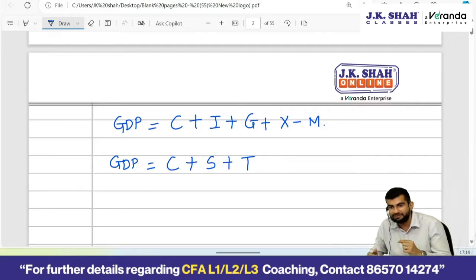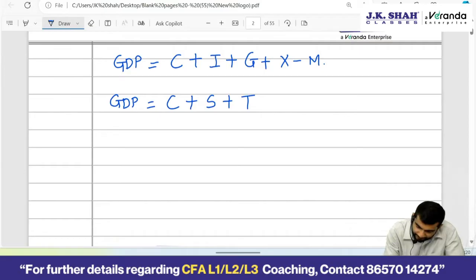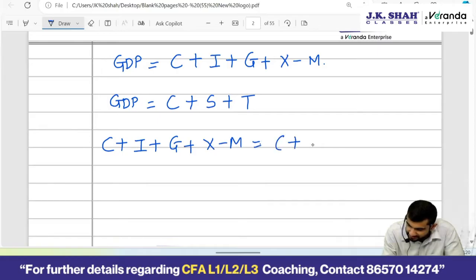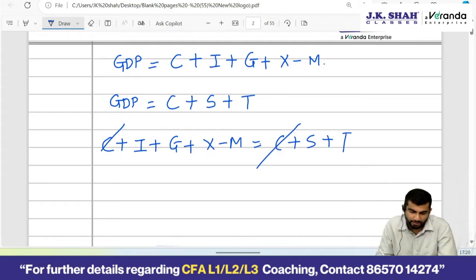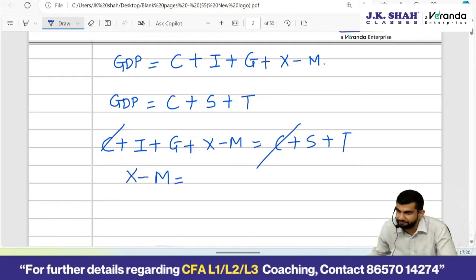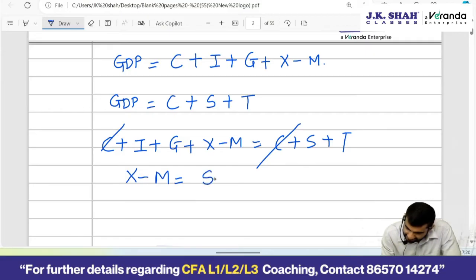Now theoretically speaking, GDP as per both formulas should be the same, because one person's income is another person's expenditure. So C plus I plus G plus X minus M is equal to C plus S plus T, cancelling out C on both sides. Now I'll do some basic rearrangement and I am left with X minus M equal to S minus I plus T minus G.